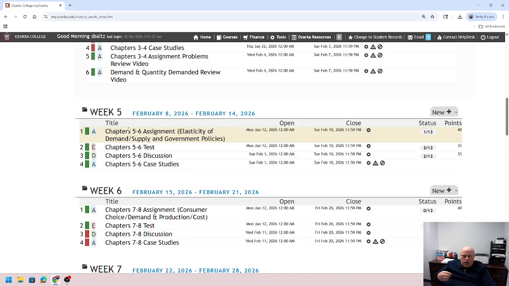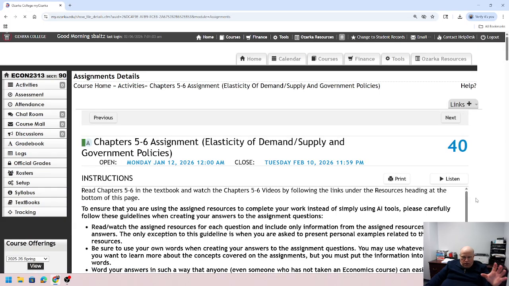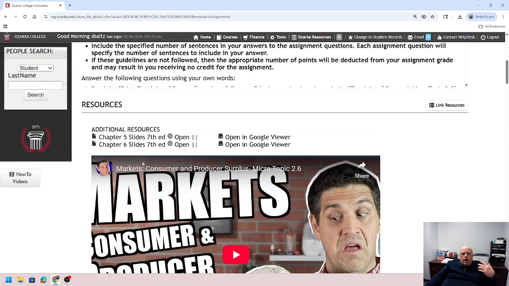And then in chapter 6, we'll look at government policies and welfare economics. So that's chapters 5 and 6. Just make sure that as you're working on the chapters 5 and 6 assignment and the other activities, you remember the resources that you have. You have your textbook, obviously. You have the PowerPoint slides that are posted down here under additional resources on the assignment page.